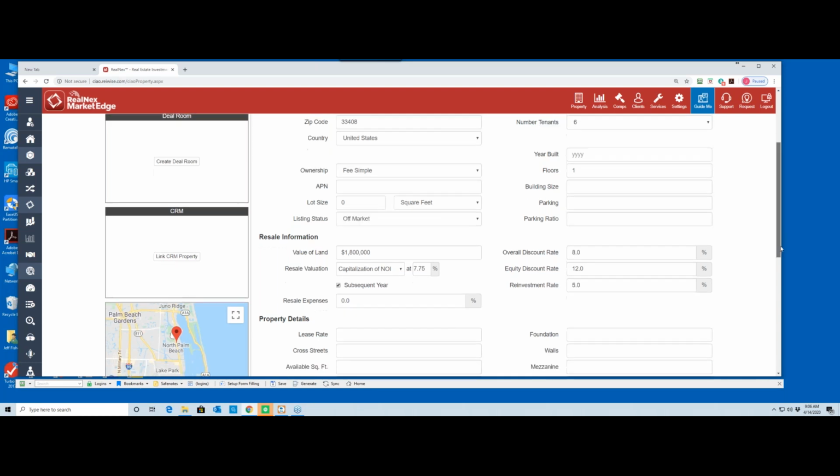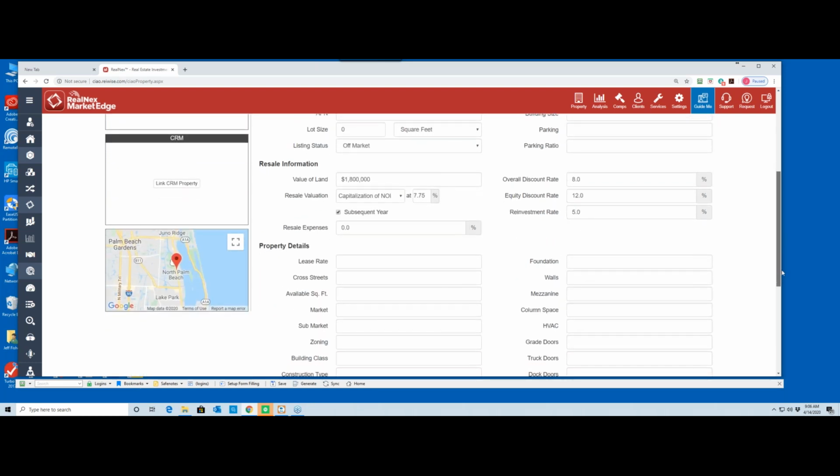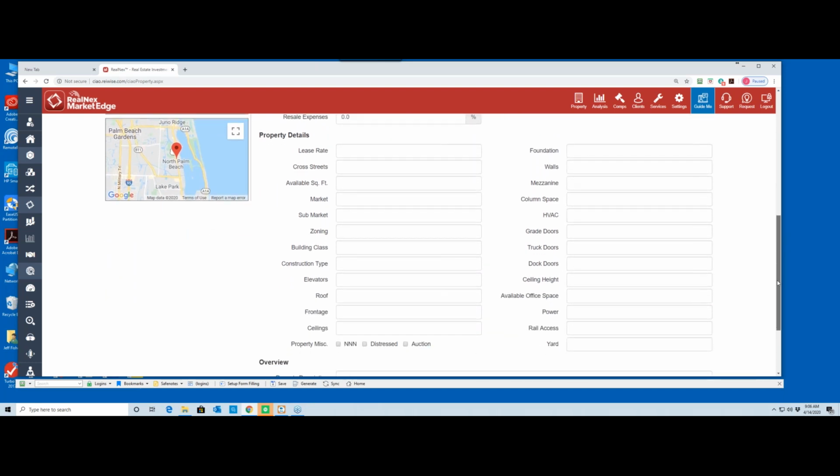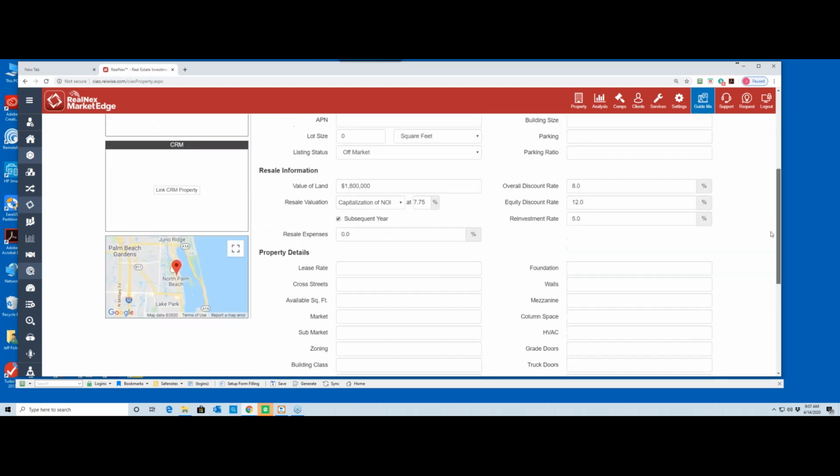So we've got some resale expenses. I don't have any in this particular example, but I could put 2%, 3%, whatever I think would be appropriate, as resale expenses that would come out of the resale price on the property. There's a lot of descriptive information here at the bottom. I haven't filled it in for this example, but that's all useful for creating a report.